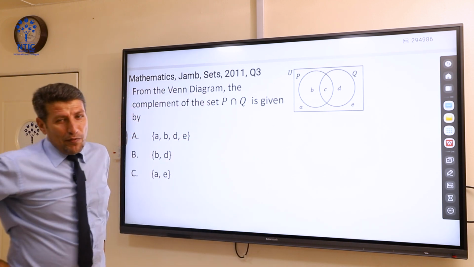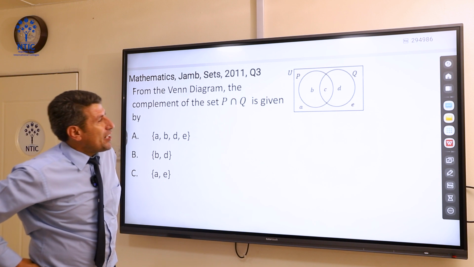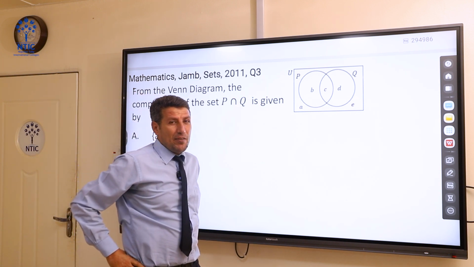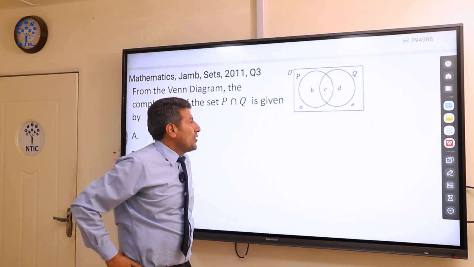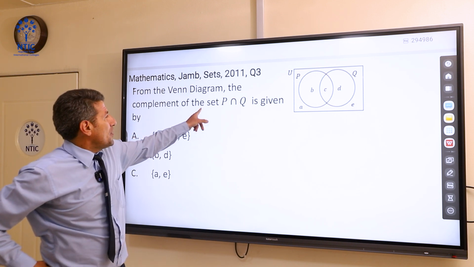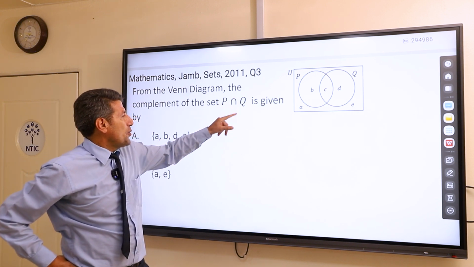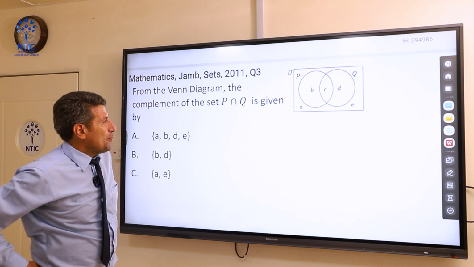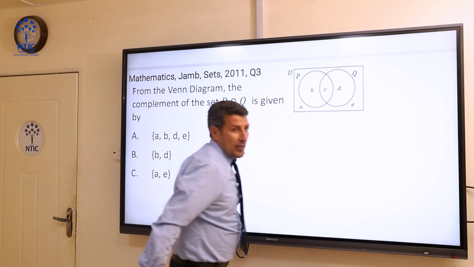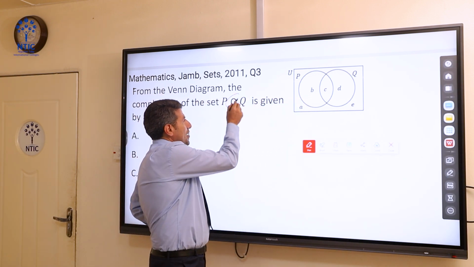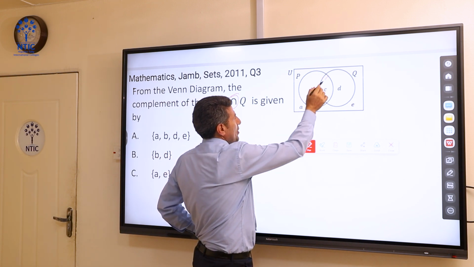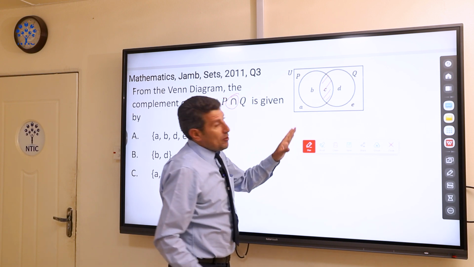So as you can see, if they give you Venn diagram, you should know how to interpret the Venn diagrams. Okay, so here they are asking us to find the complement of the set P intersection Q. First of all, let's find what is P intersection Q from this diagram. Intersection means this symbol, this means common, the common area between P and Q. So that is here.